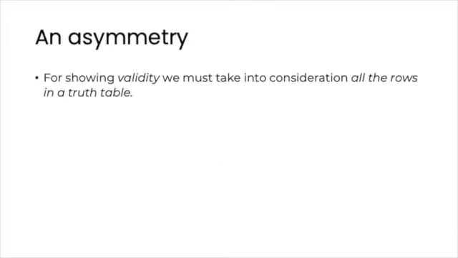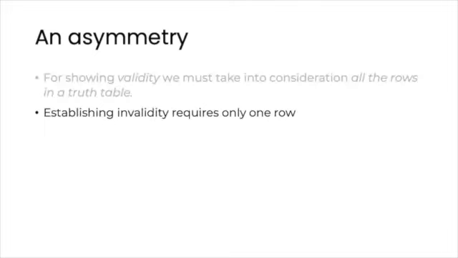Now let me mention an asymmetry, which you may already be aware of. Notice that for showing validity, we must take into consideration all the rows in a truth table. For invalidity, it is different, since in principle, one row is enough for establishing it.